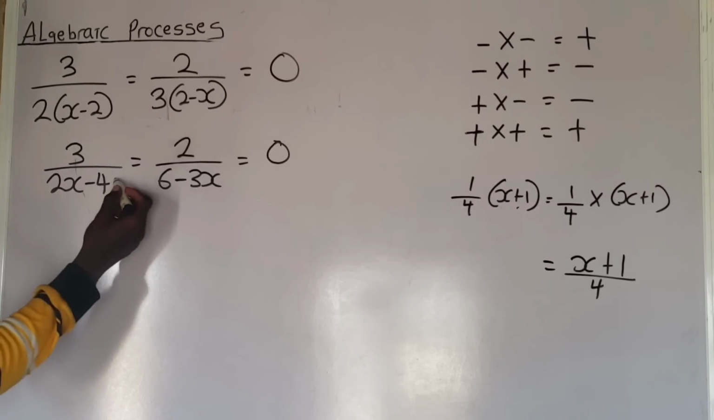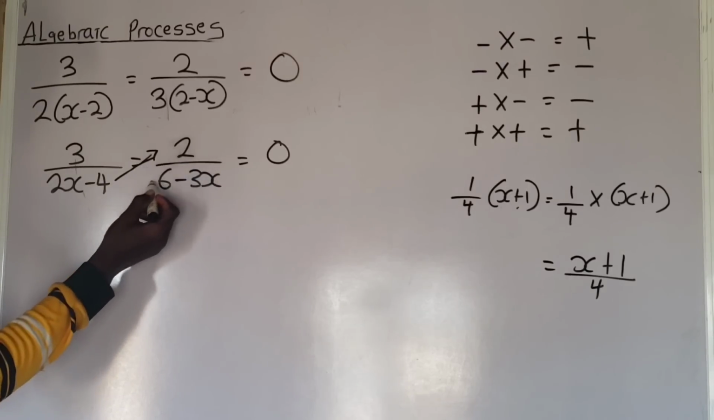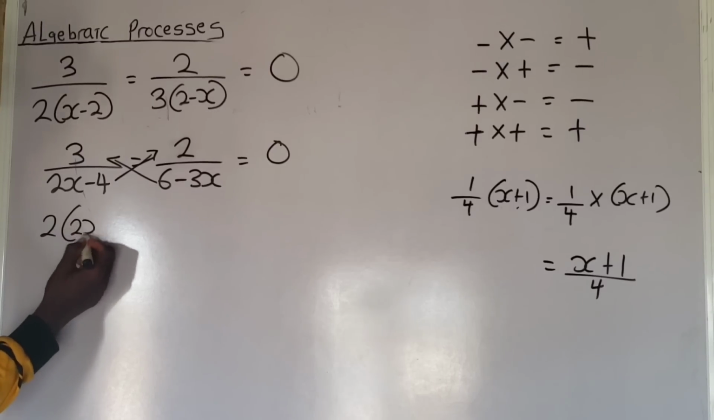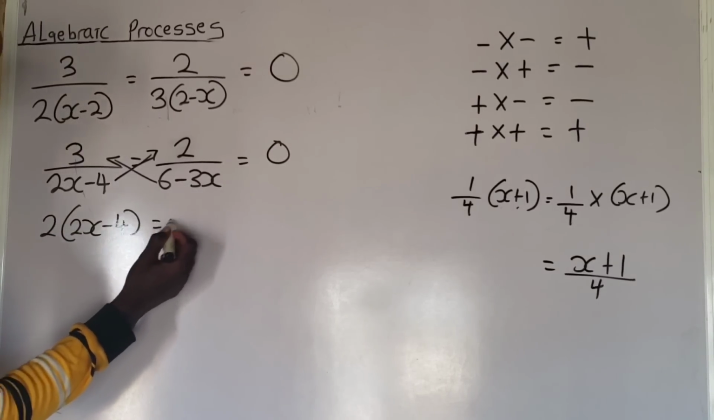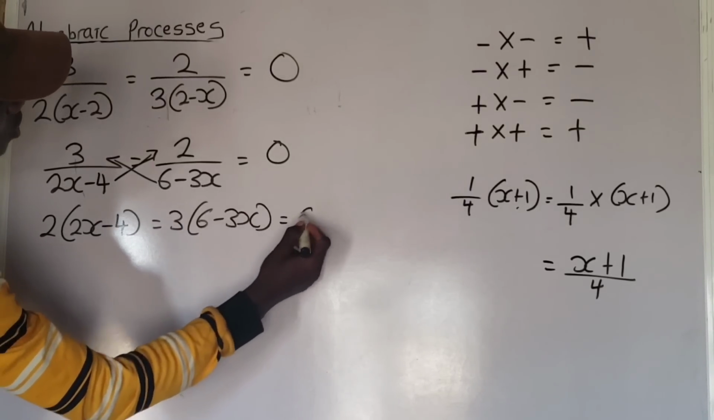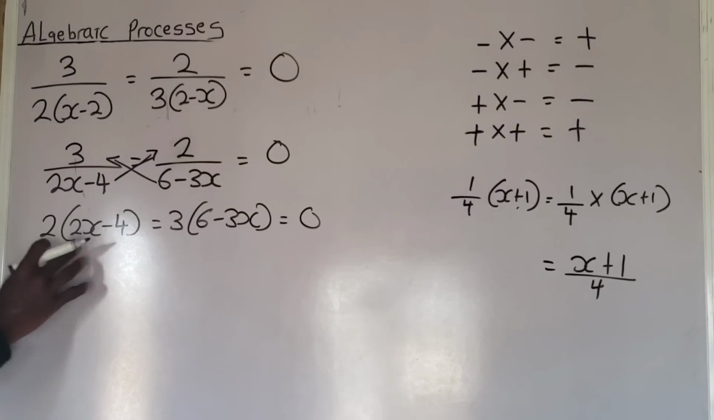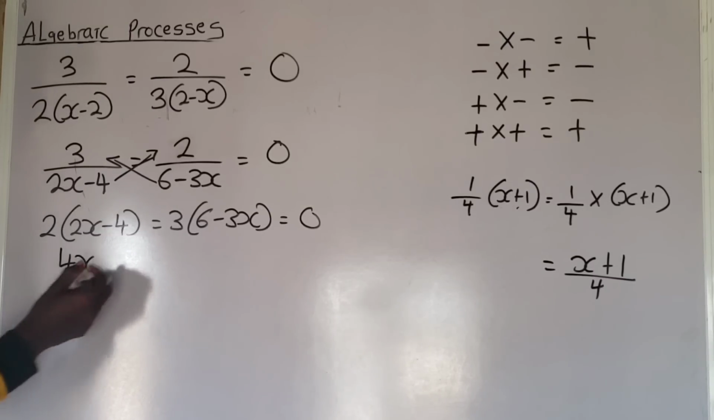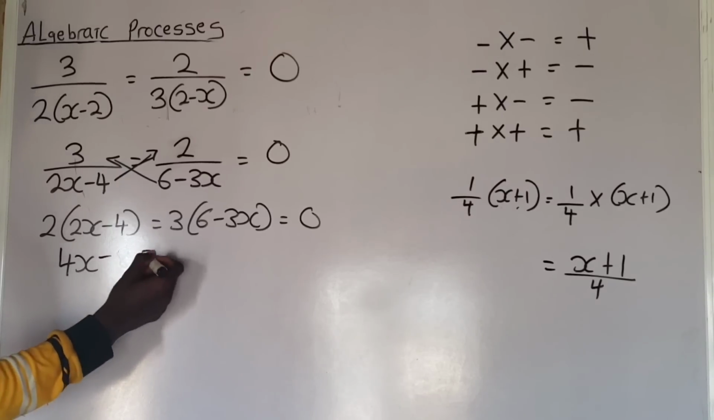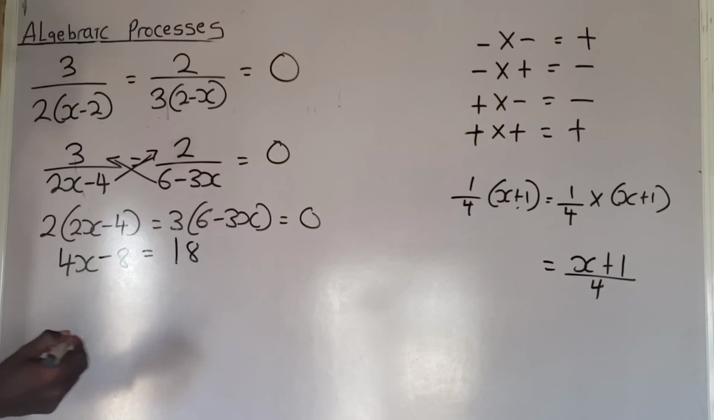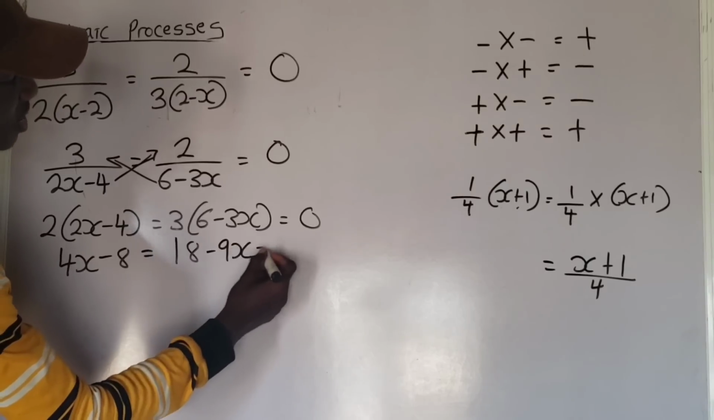The cross product will now be, this will multiply 2, and 6 minus 3x will multiply what? 3. Okay, so I'm going to have 2 into bracket 2x negative 4 is equals to 3 into bracket 6 minus 3x. Now 2 multiplied by 2x, that will be what? 4x. 2 multiplied by negative 4, that is what? Negative 8 is equals to 3 multiplied by 6 is what? 18. 3 multiplied by negative 3x is what? Negative 9x.